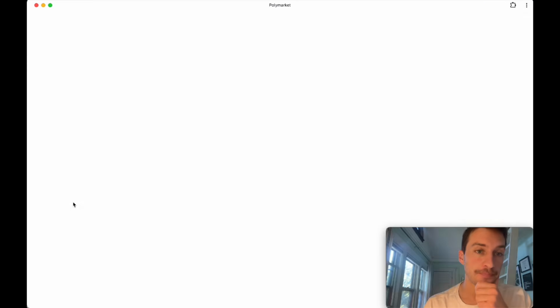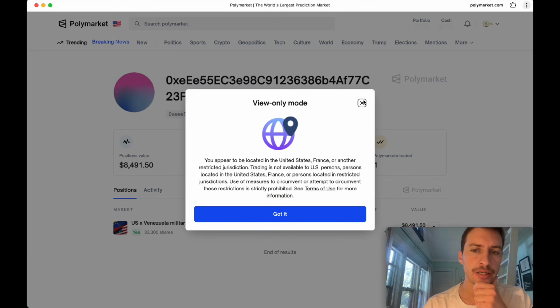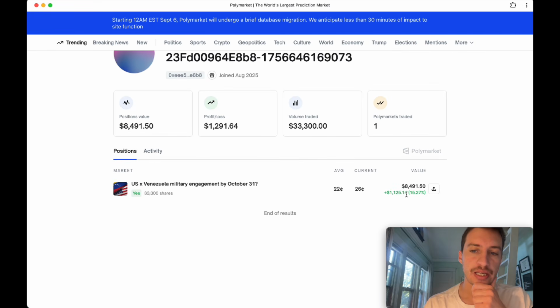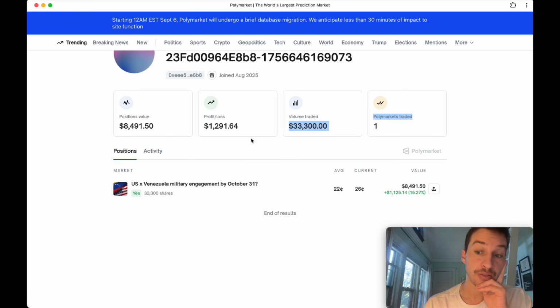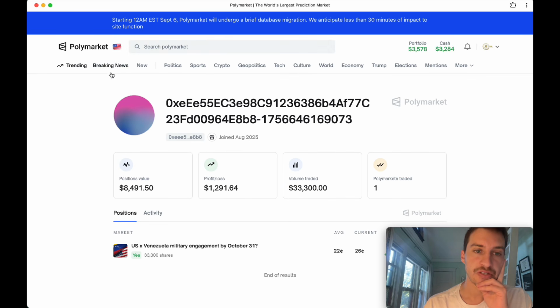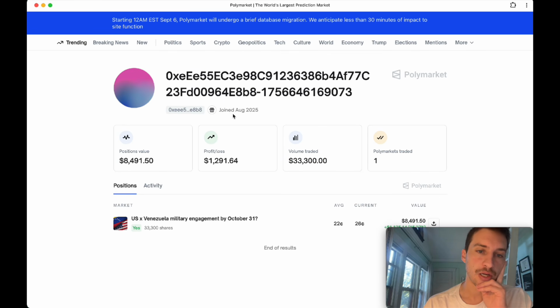So if we click on him, we can see here that he has $8.5 thousand here. And not only that, he has entered with $33,000 of trading here, as you can see. Yeah, and these are the only trades that he's taken. So this trader clearly might know something that we don't. This is a sign of an insider. He joined in August.